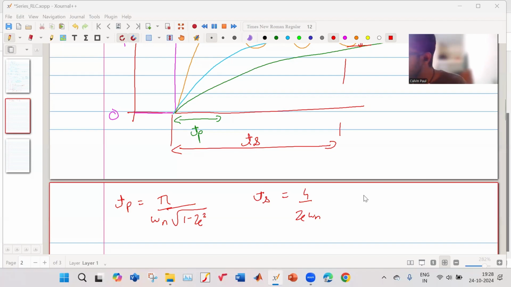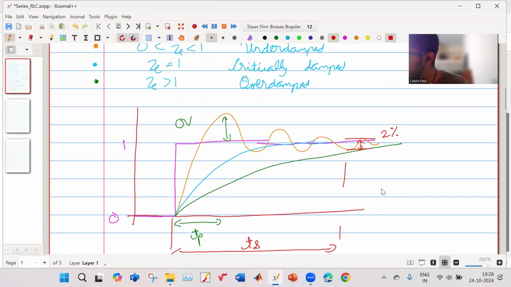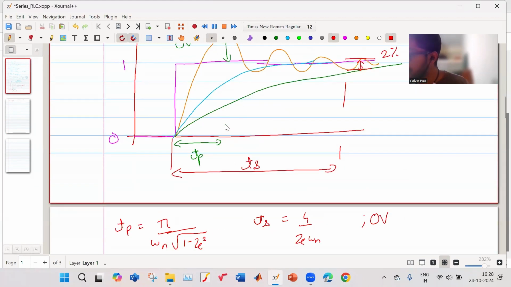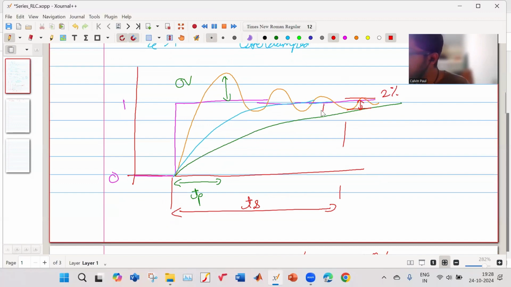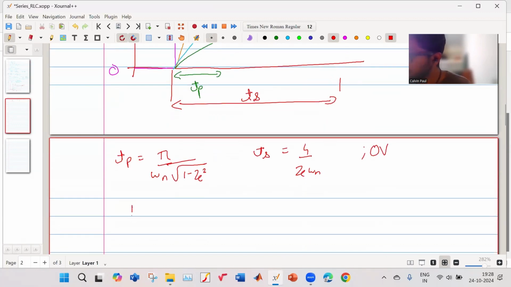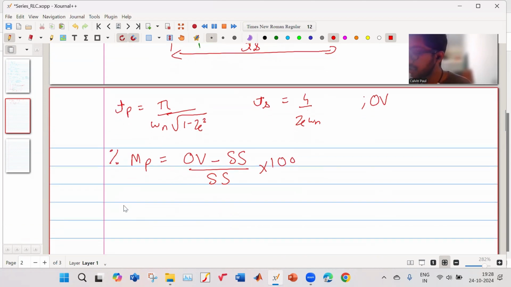And my overshoot is this. Okay, this is my overshoot, and this is the final steady state value. So the percentage overshoot is given by overshoot minus steady state upon steady state into 100. This is my percentage overshoot.